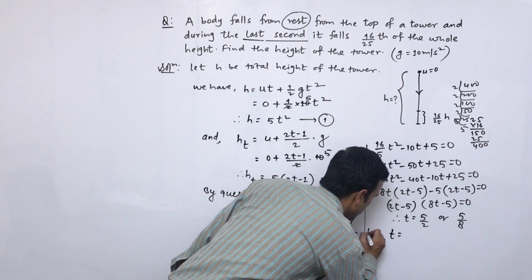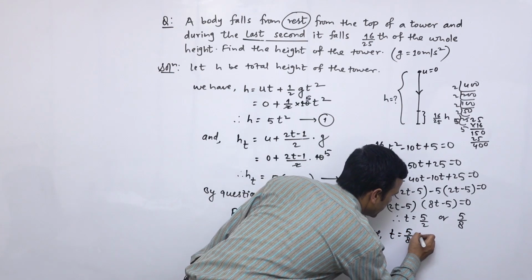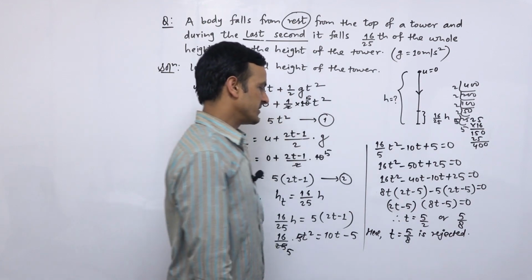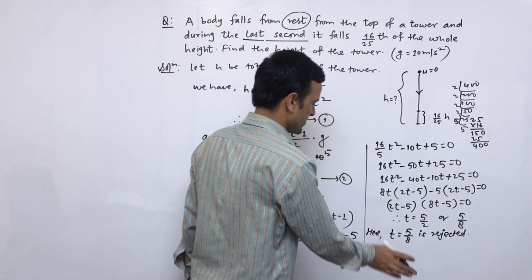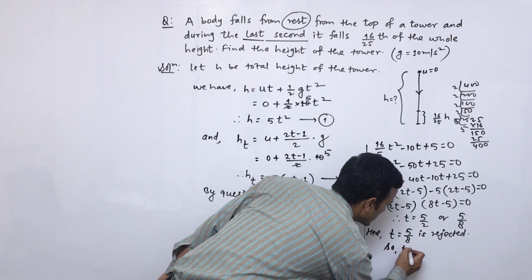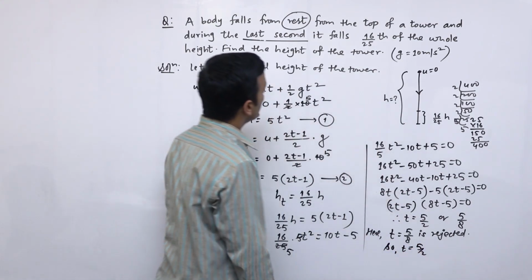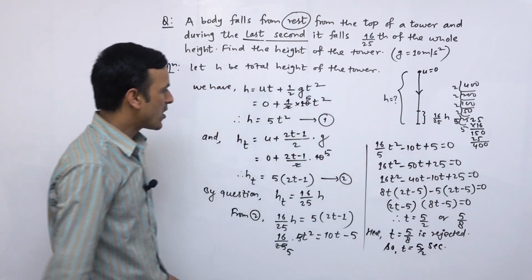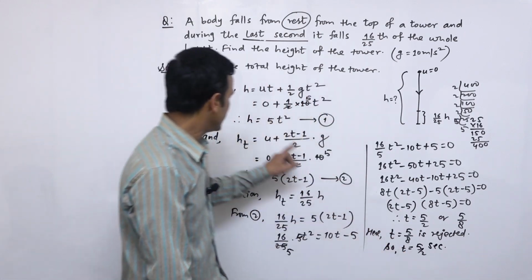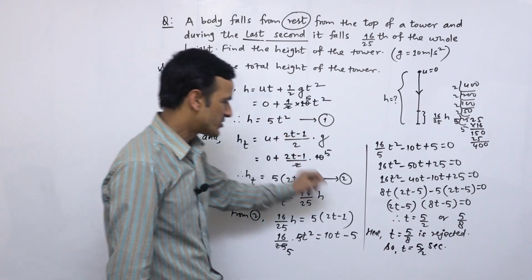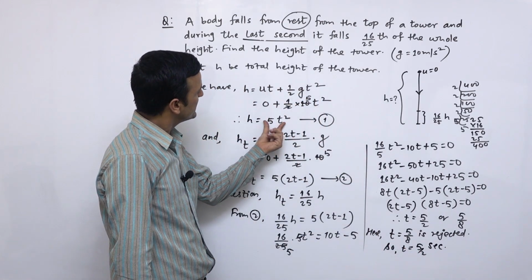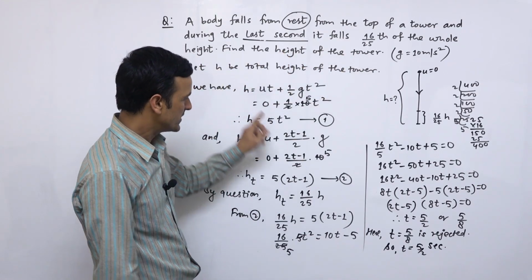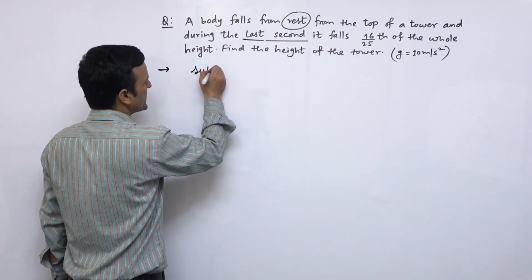5/8 is rejected. It is impossible for this question. It is less than 1 second, so it is ignored. So t is equal to 5/2 is the required time for this, 5/2 second. So now we can substitute this value of t in equation 1. यदि यो t को भ्यालु 5/2 लगेर हामीले यहाँ राख्यौं भने यसको टोटल हाइट आउँछ र हाम्रो टार्गेट टावरको हाइट निकाल्ने हो जुन हामीले h मानेका छौं. यसमा लगाएर सब्स्टिट्युट गर्नुपर्छ.